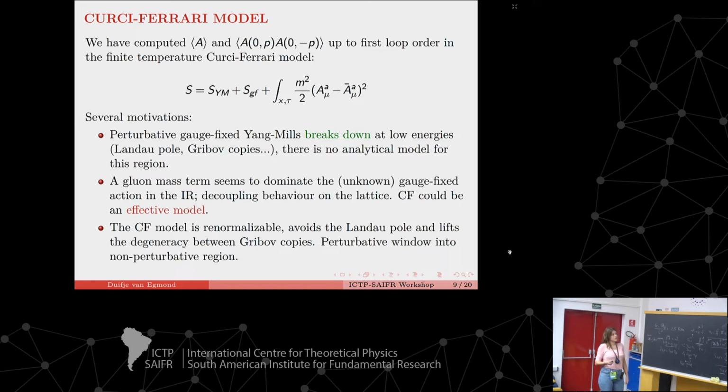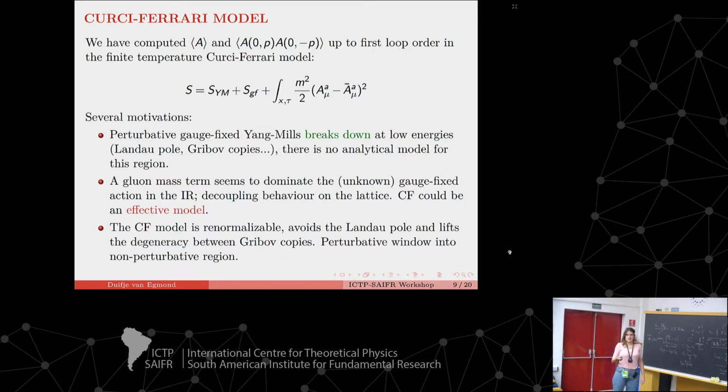There are several motivations to use this model. First of all, perturbative gauge-fixed Yang-Mills breaks down at low energies. We have several problems, such as the Landau pole. We have Gribov copies, and there is up to date no fully analytical model for this region. Now, from lattice data, we learned that a gluon mass seems to dominate the, until now, unknown gauge-fixed action in the IR. And the Curci-Ferrari model could, in this context, be an effective model which has a phenomenological explanation for this lattice data.